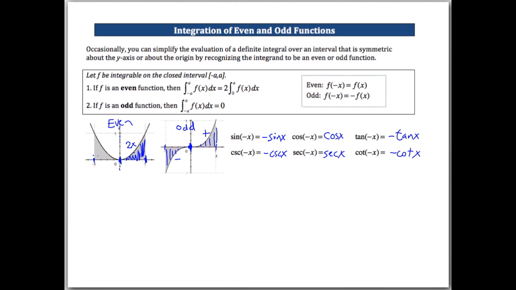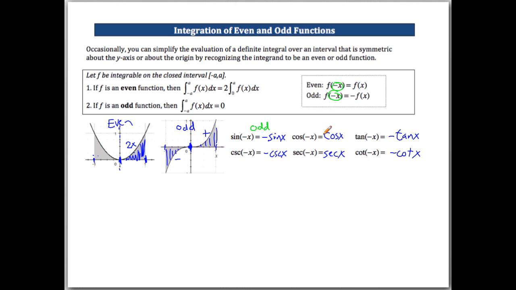Now why did we do that? Well, we were trying to determine whether these are even or odd. If we plug in a negative x and we get out the same positive function, then that's going to be even. If we plug in the negative x and we get out the opposite of the positive function, then that's going to be odd. So here we plugged in negative and it spit out negative sine. So this one is an odd function.